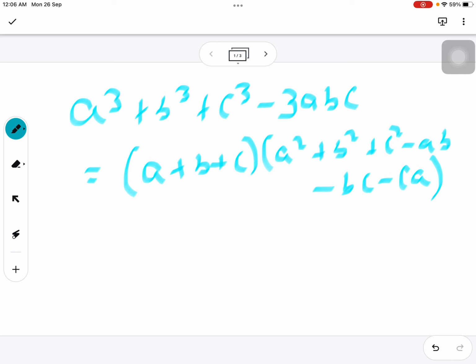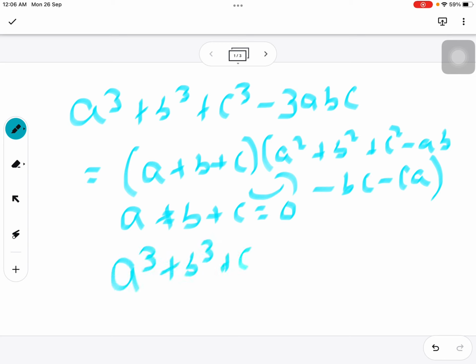Okay, just imagine a situation where a plus b plus c becomes 0. Then 0 into this entire term becomes 0, the RHS becomes 0. So in that kind of scenario, a cube plus b cube plus c cube becomes equal to 3abc. That means the sum of the cubes of three numbers becomes equal to 3 times the product of the three numbers. That is where this particular shortcut is used. Okay, which we'll see more in depth when we do some practical examples.